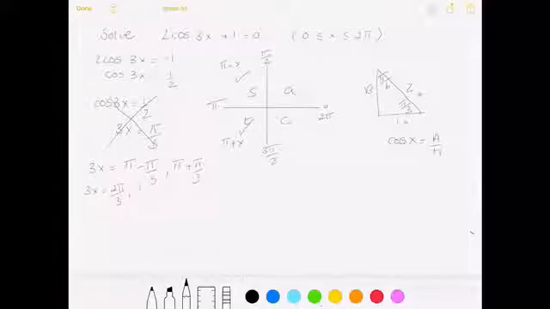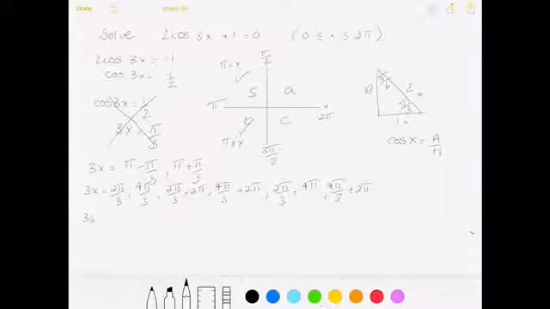The 3 in front of the x indicates that we will have 3 waves within a 2 pi range. So we have to have 6 solutions as opposed to 2 solutions. So I'm going to just add 2 pi onto my first 2 answers and then add 4 pi onto my first 2 answers to get all 6 solutions. 2 pi, if you think, is just the same as 6 pi over 3, and 4 pi is equal to 12 pi over 3.